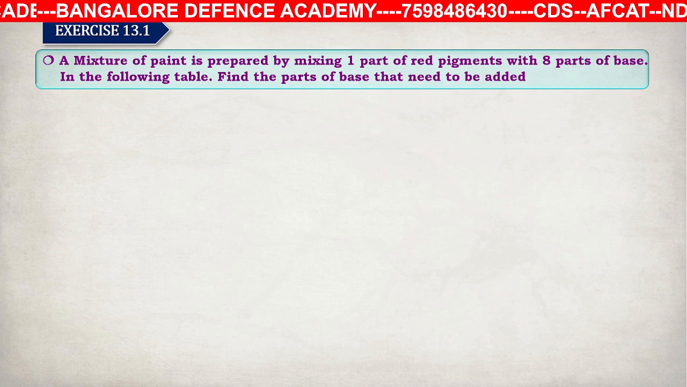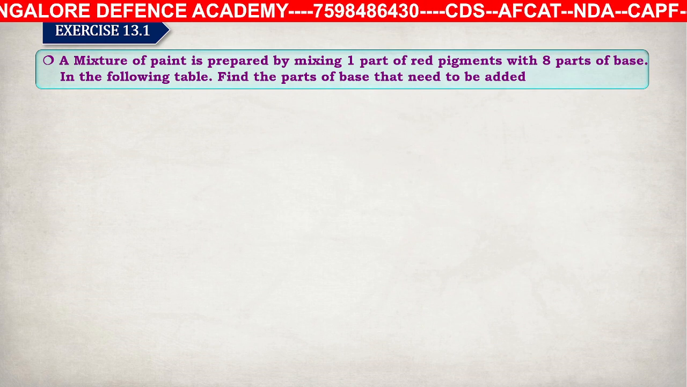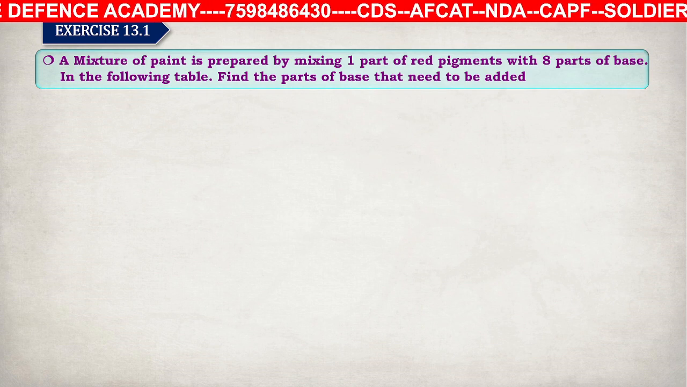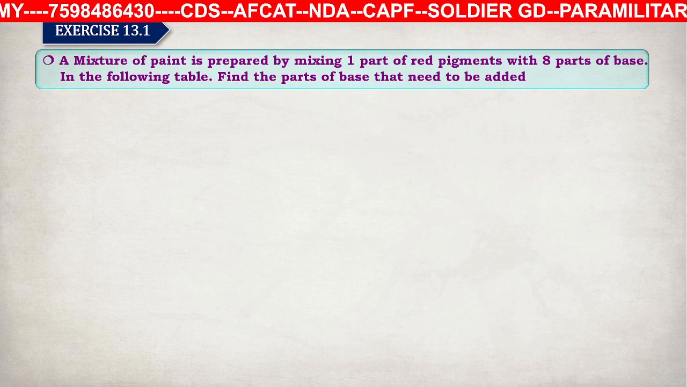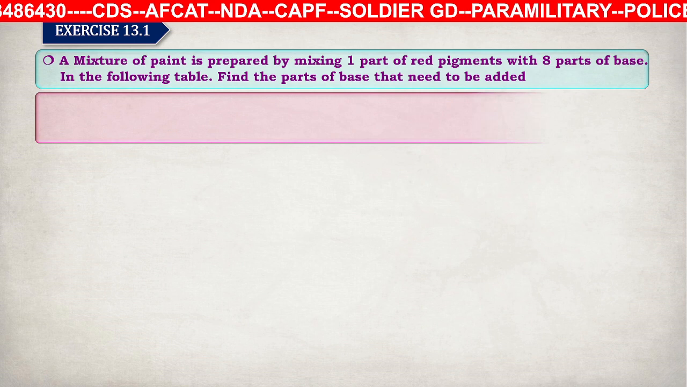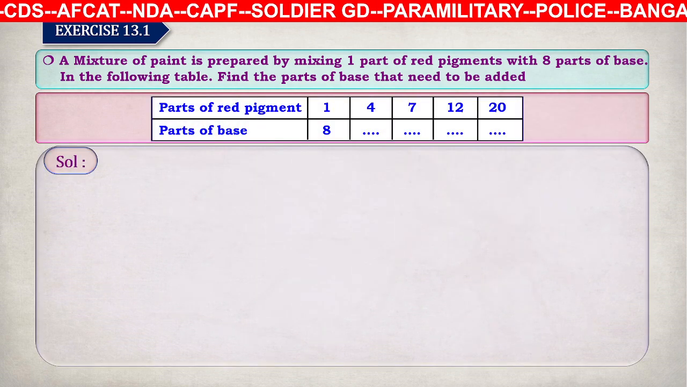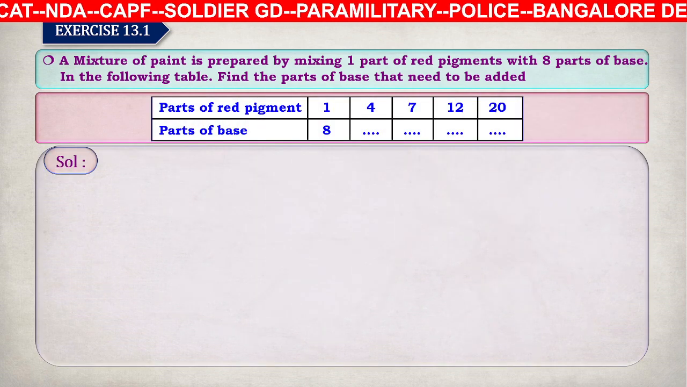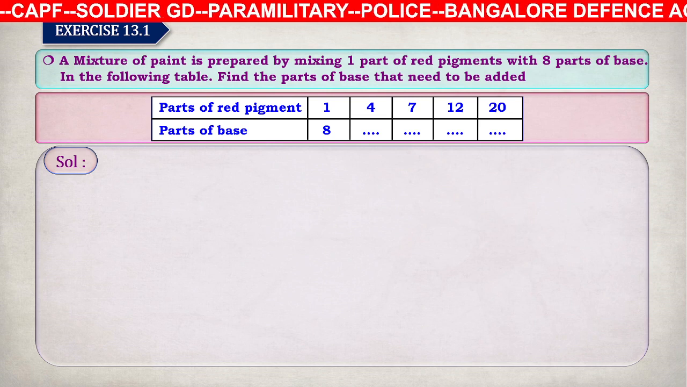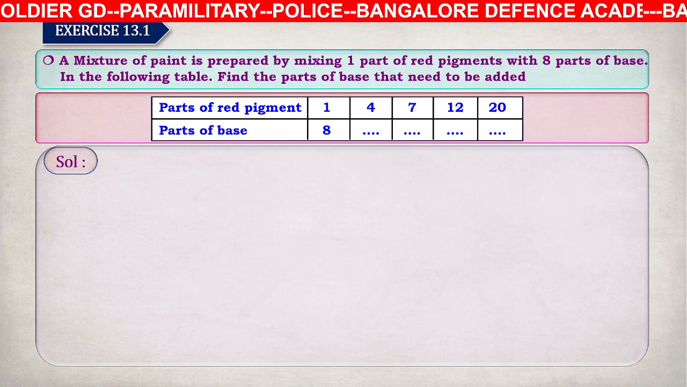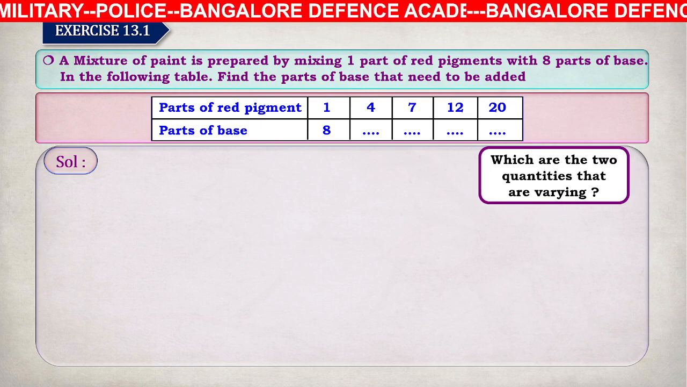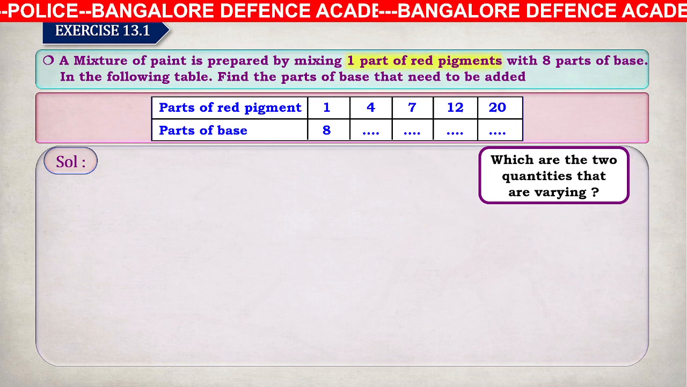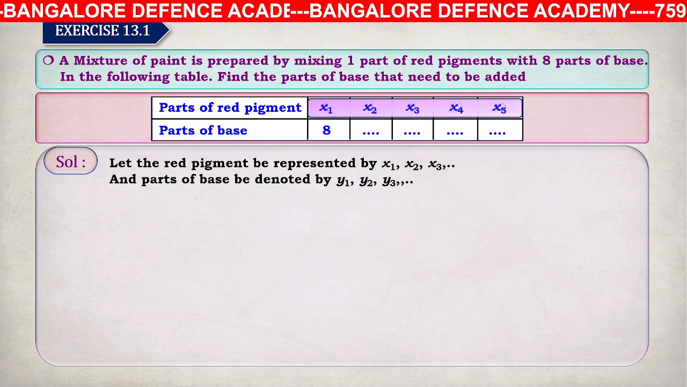Next question. A mixture of paint is prepared by mixing 1 part of red pigment with 8 parts of base. In the following table, find the parts of the base that need to be added. So this is a chart. Parts of the red pigment are 1, 4, 7, 12 and 20, and parts of the base are 8 and then blanks. I have to find the values in the blank spaces. Which are the two quantities that are varying? First you have red pigment and then you have the base.